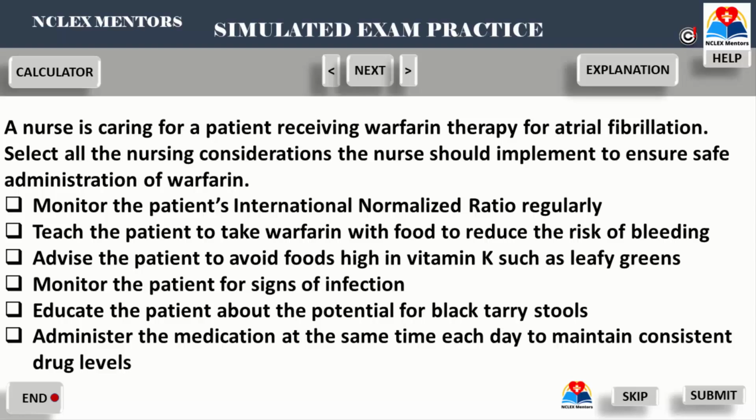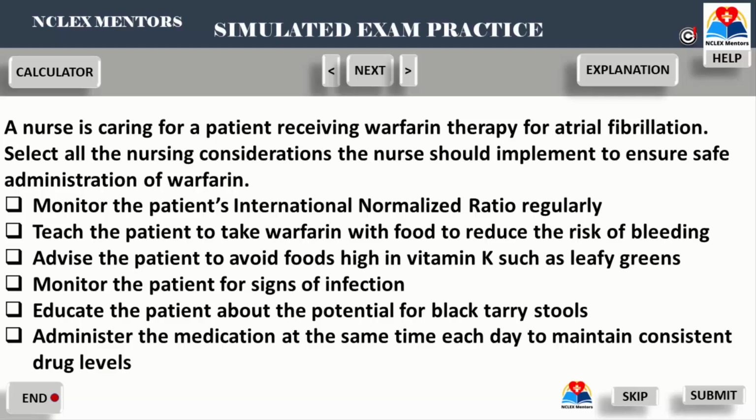All right, let's walk through this together, step by step. Imagine you're caring for a patient who's on warfarin therapy for atrial fibrillation. Your job? Ensure safe administration and prevent complications. Now here's the question. Question stem.